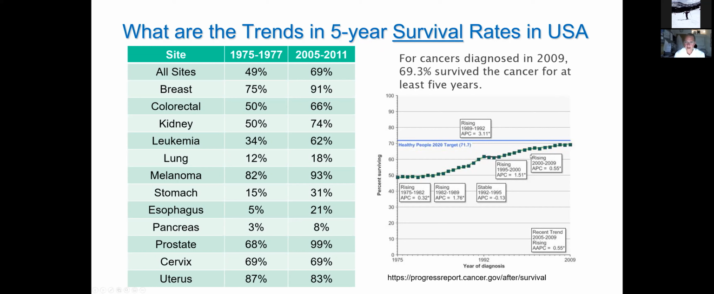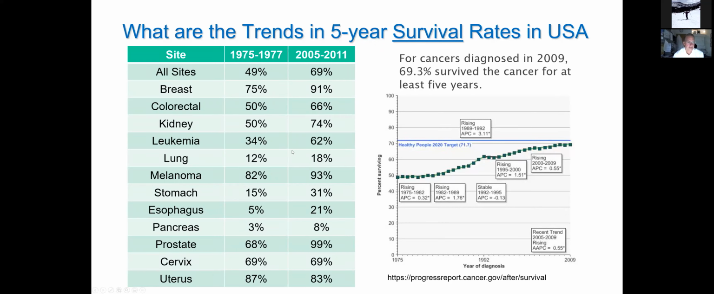And the slope of the rise has kind of settled out a little bit the last few years. So this is something we certainly need to pay attention to. Some cancer types we've made great strides. So breast cancer, used to be 75%. Now, 90% will hit a 5-year survival. Other ones, not so much.